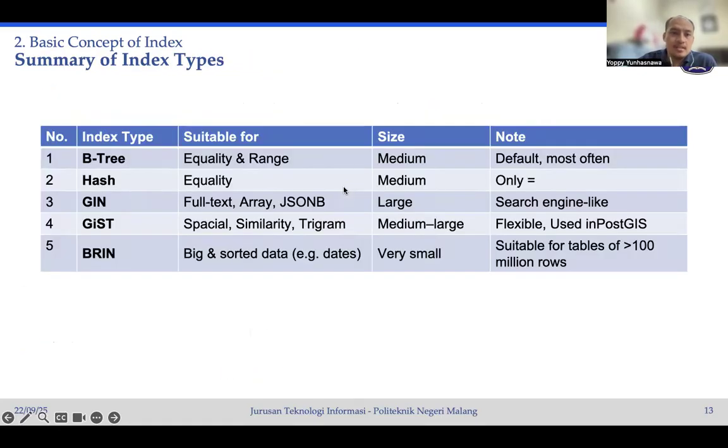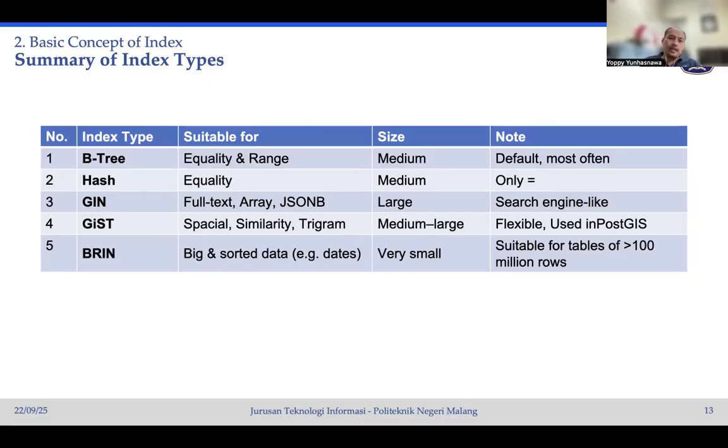So this is the summary of the five types of indexes. We have B-tree, hash, GIN, GiST, and also BRIN. B-tree is suitable for equality and range. Its size here means the size of the index. Remember I said before that whenever we create an index, it will cost us some amount of storage. B-tree here is considered medium size, and it is the default index and most often used.